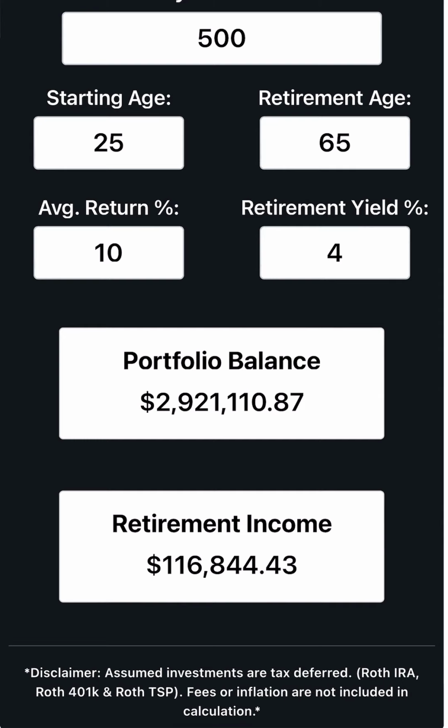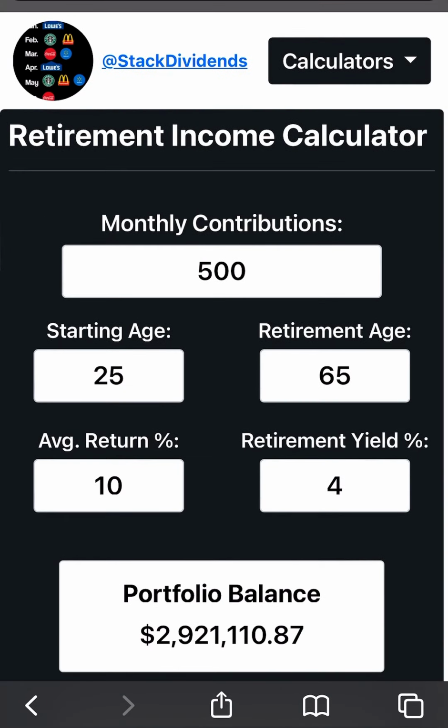But with that being said, it looks like our retirement income based upon a 4% withdrawal / yield from our portfolio balance is at $116,844. So pretty cool. But do keep in mind, once again, the inflation for that amount of income is going to be significantly less in the future. So yeah, that's that. Let's see what you're going to be.